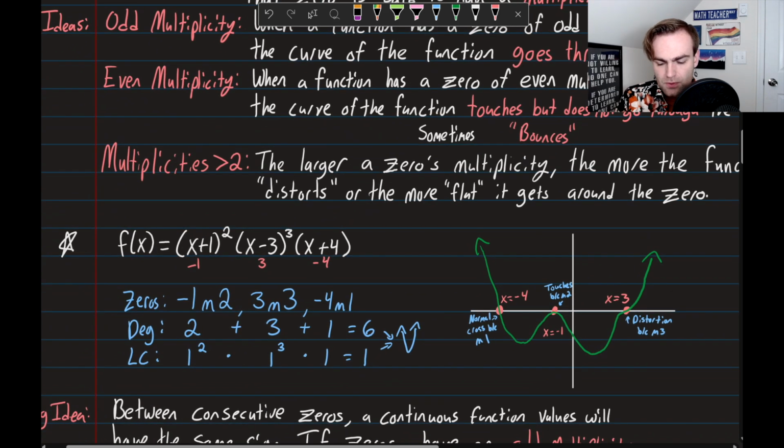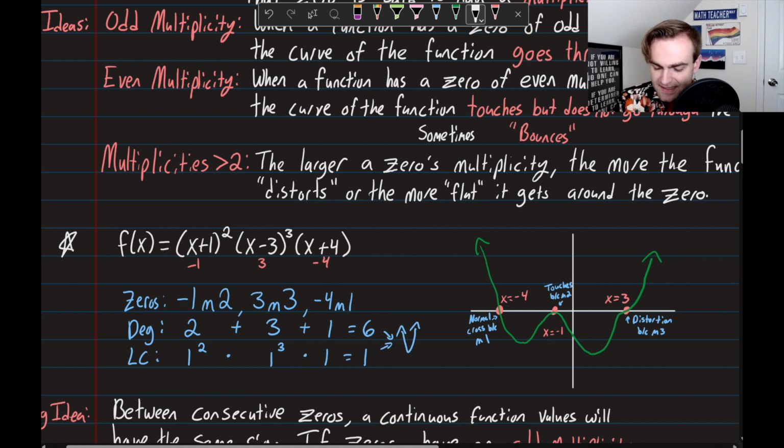So what I have here is a nice little example for us of a function f of x is equal to x minus 1 to the second power, x minus 3 to the third power, and x plus 4 to the first power. So what this would mean for us is that we have a multiplicity of 2 at negative 1, a multiplicity of 3 at 3, and a multiplicity of 1 at negative 4.